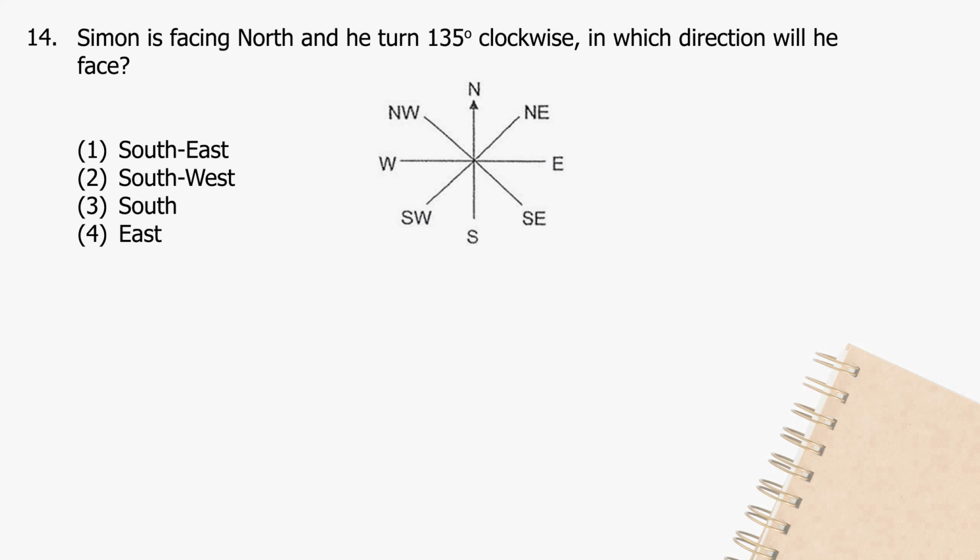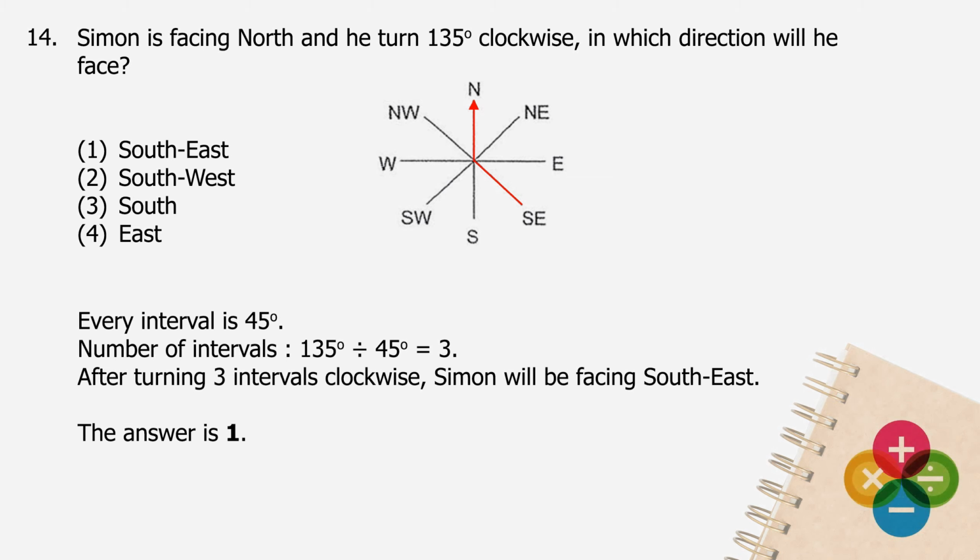Question 14. Simon is facing north, and he turned 135 degrees clockwise. In which direction will he face? Every interval is 45 degrees. The number of intervals will be 135 degrees divided by 45 degrees, and the quotient is 3. After turning 3 intervals clockwise, Simon will be facing southeast. The answer is 1.